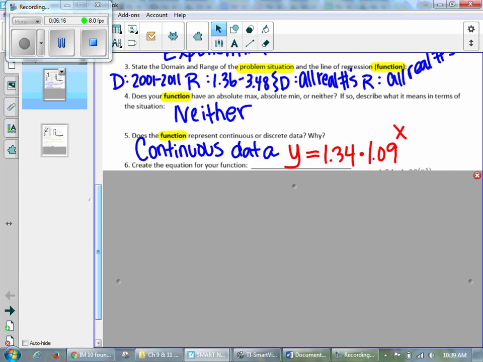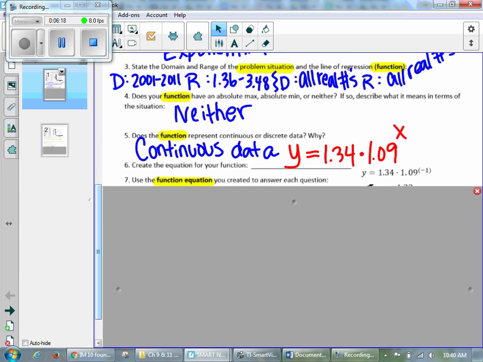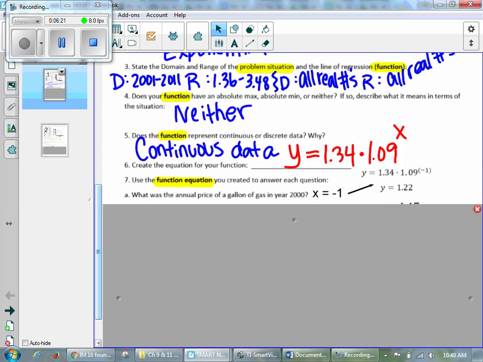For part A, I showed all my work on here already, so this would make it a little bit faster for you. Part A says, what was the annual price of a gallon of gas in year 2000? If you started collecting your data in 2001, that's the first number on your table, that would mean we're going back in time to year 2000. So your x value would be -1. We're going back 1 year. So what I did was substitute -1 into my exponential equation. And I showed all the work over here on the right-hand side.